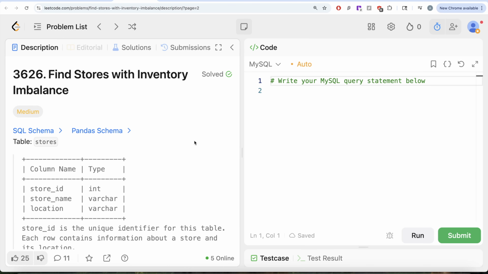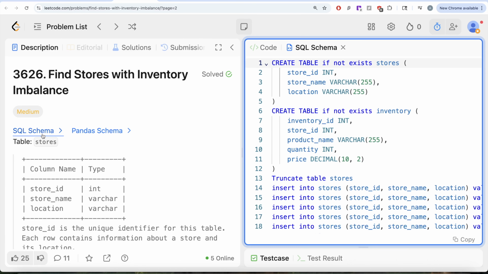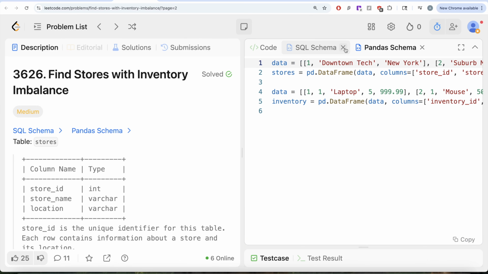This channel, Average Science, is all about trying to learn various concepts of science by practicing a lot of questions. In this video, we are going to solve this question on Leetcode regarding find stores with inventory imbalance. The difficulty level of this question is medium, and I'm going to share the SQL schema as well as the Pandas schema in the description box below.